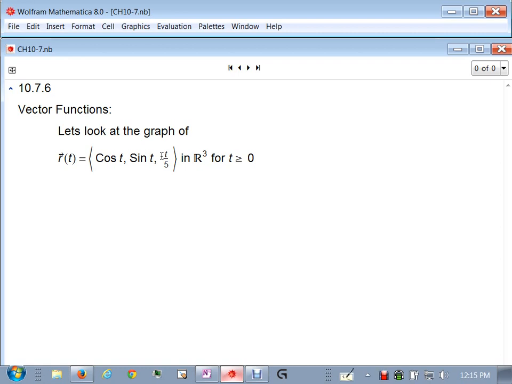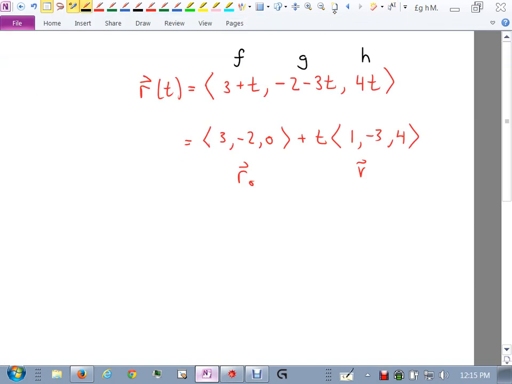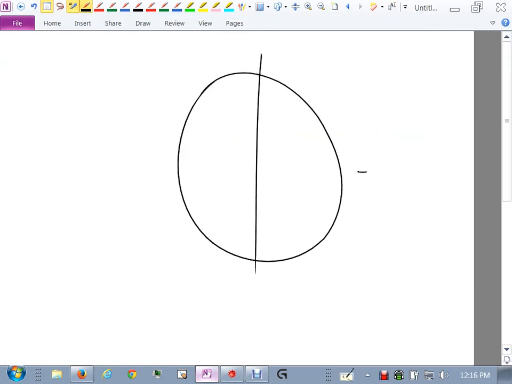A circle, right? That's actually the way that we represented the unit circle, wasn't it? If you go back to the unit circle, if somebody were to give me an angle, which I will call t, then the x and y coordinates would be cosine t, sine t, wouldn't they?